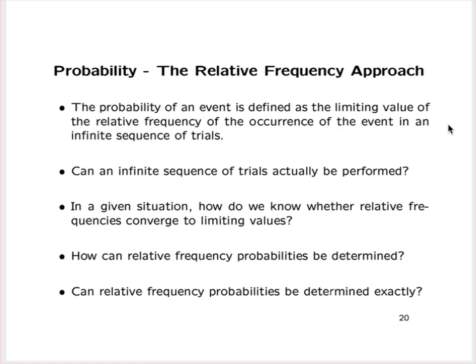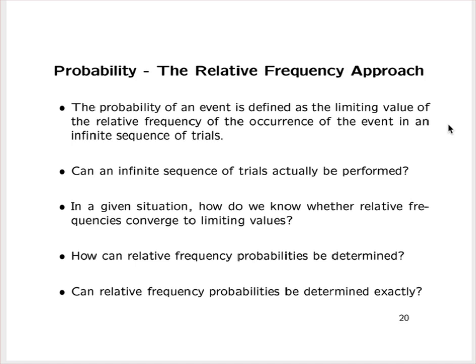And we might be interested in the probability of getting heads when we flip a coin. Well, according to the relative frequency approach to probability, that probability is defined to be the limiting value of the relative frequency of the occurrence of getting heads in an infinite sequence of trials. Now, that's, again, a much different way of thinking about probability than in the classical approach.